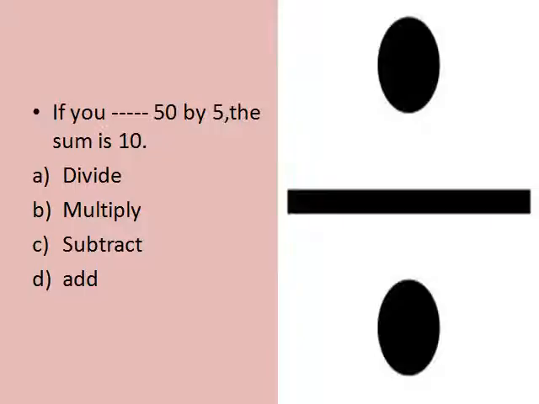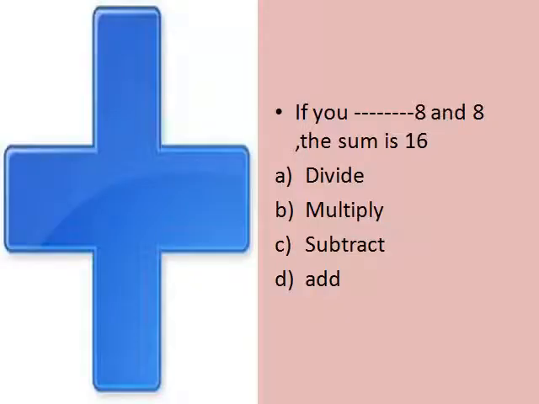Multiply. If you divide 50 by 5, the sum is 10. Divide, multiply, subtract, add. Divide. If you add 8 and 8, the sum is 16. Divide, multiply, subtract, add.